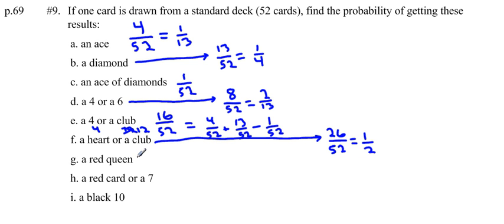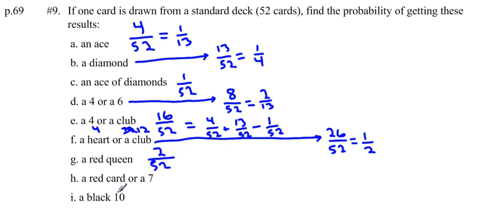Okay, next one asks us, what's the probability of getting a red queen? Again, there's 52 cards in the deck. How many red queens are there? You could do some different calculations or just count. There are 4 queens total, 2 of them are red. And there's your answer. You can reduce it if you choose. This answer is perfectly okay.